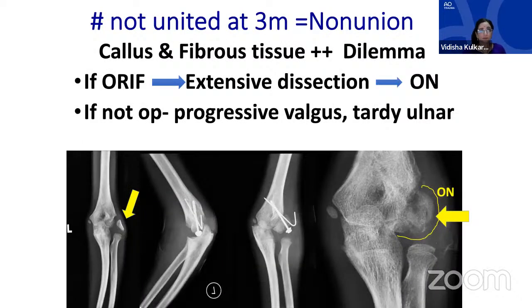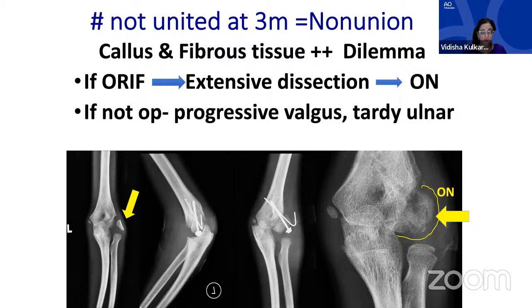So we know that at 3 months, we can call the fracture a non-union. So the dilemma is whether to dissect extensively to achieve reduction or do in situ fixation. As we know, if treated conservatively, it may lead to progressive valgus and sometimes tardy ulnar palsy. And so the ORIF should be done carefully.